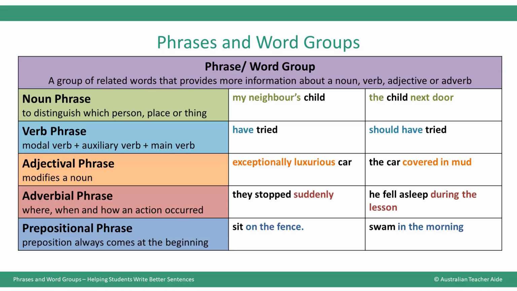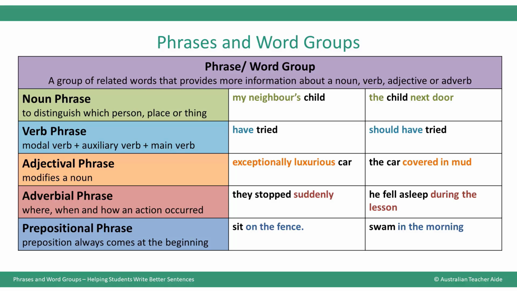We can also add what's called a modal verb, such as will, can, must, or should. And the modal verb tells us about the certainty of the action or the obligation to do something. So for example, should have tried. In a verb phrase, the order is always modal verb plus auxiliary verb plus main verb.